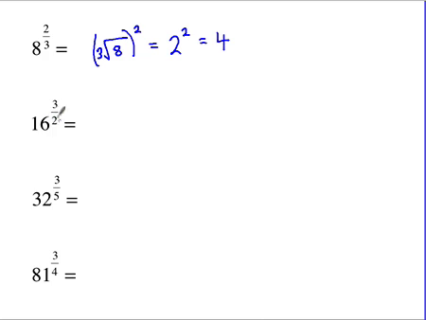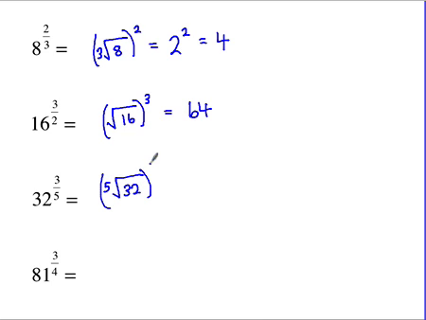So here I'm going to take the square root of 16, and then I'm going to cube it, because that's what that part there tells me to do. The square root of 16 is 4, and then 4 cubed will give me 64. With this one, 32 to the power of 3 over 5, the 5 is telling me to take the fifth root, so we'll take the fifth root of 32, and then we're going to cube that. The fifth root of 32 is 2, because we looked at that a minute ago, and I'm going to cube that. 2 cubed is 2 times 2 times 2, which is 8.